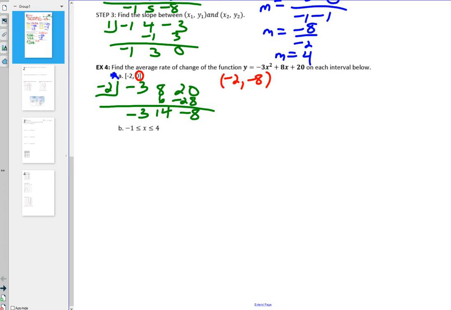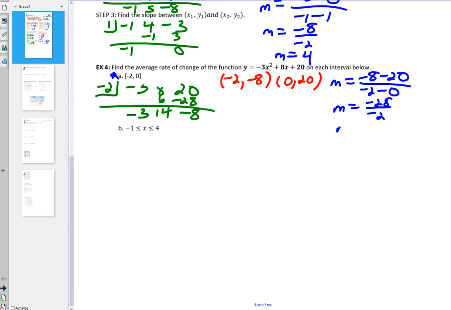Yeah, see. So I can actually save myself from having to do any type of substitution. I just know that. So then slope is -8 minus 20 over -2 minus 0, which is -28 over -2, which is 20. Angel, now you can redeem yourself.